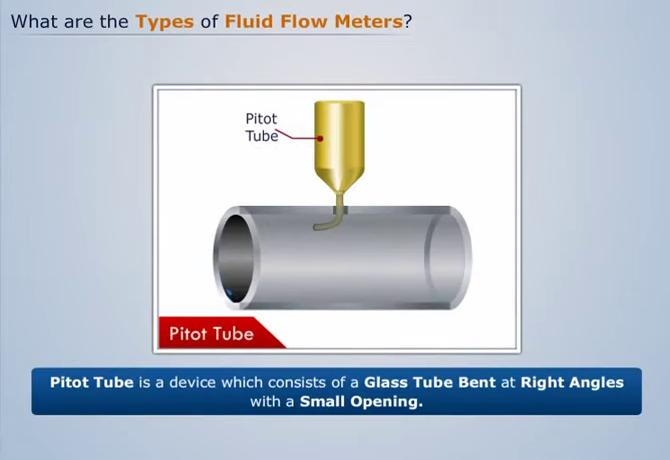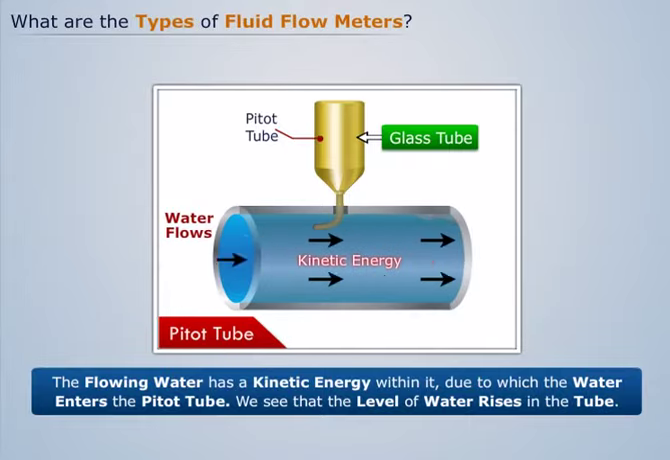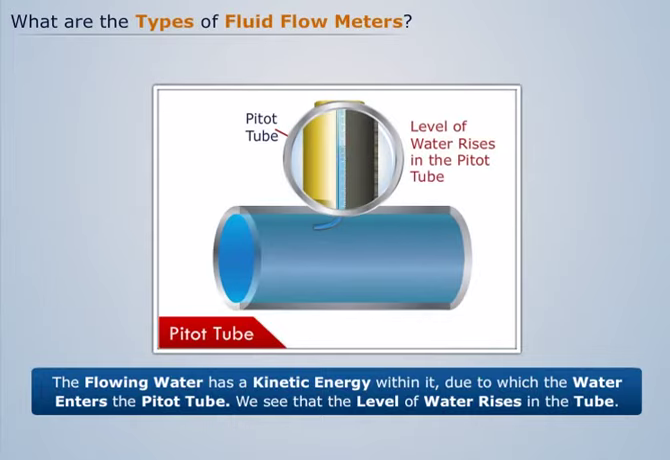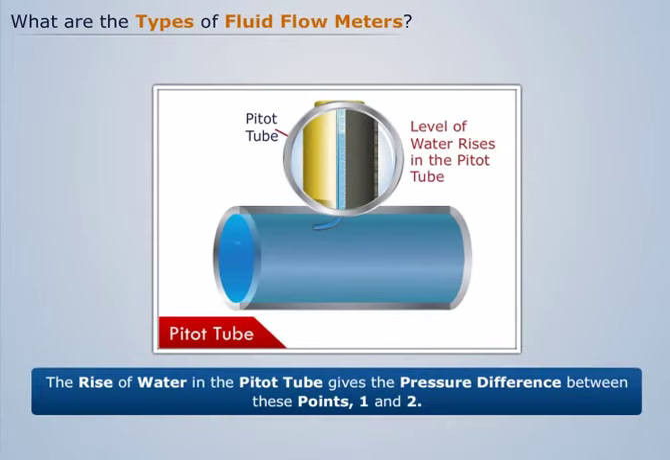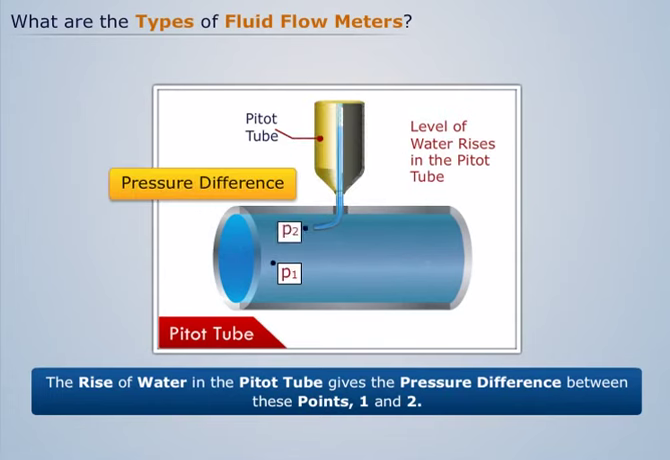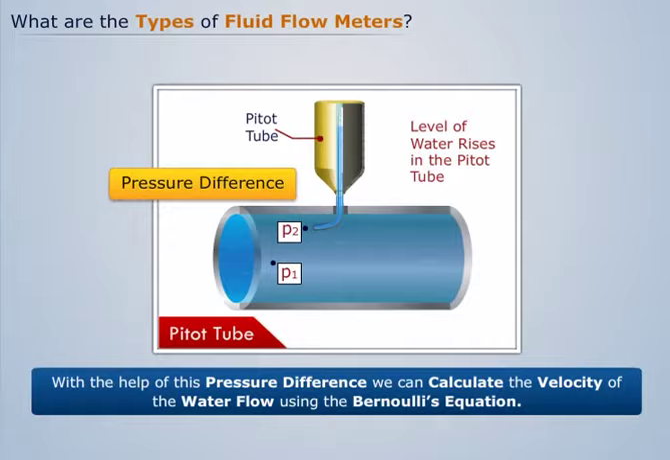Pitot tube is a device which consists of a glass tube bent at right angles with a small opening. The flowing water has a kinetic energy within it, due to which the water enters the pitot tube. We see that the level of water rises in the tube. The rise of water in the pitot tube gives the pressure difference between these points 1 and 2. With the help of this pressure difference, we can calculate the velocity of the water flow using the Bernoulli's equation.